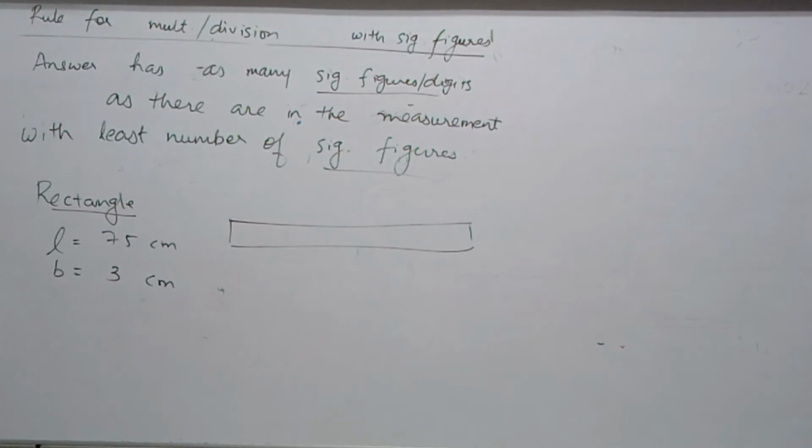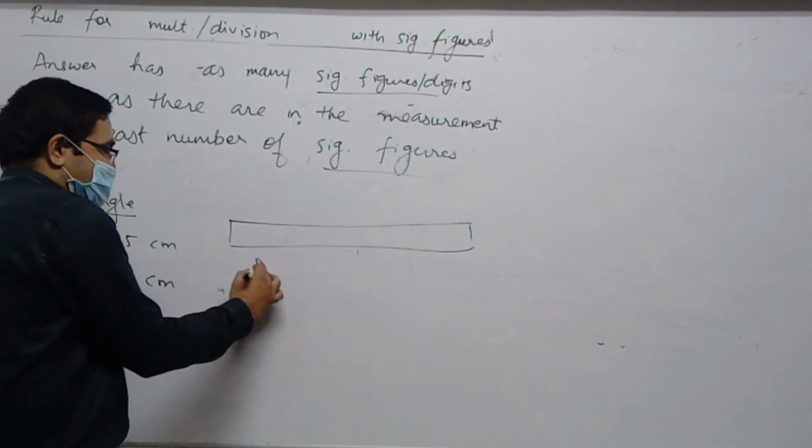Formula of area of rectangle. Okay. Area is equal to L into B.